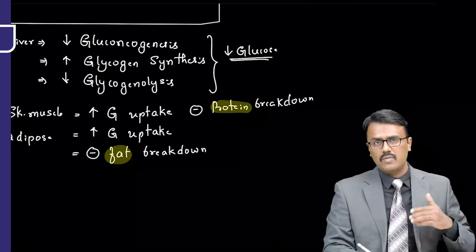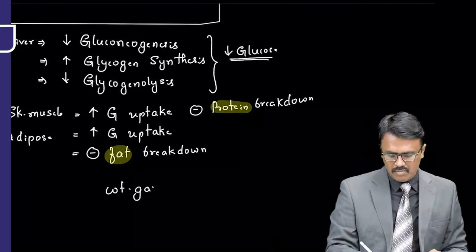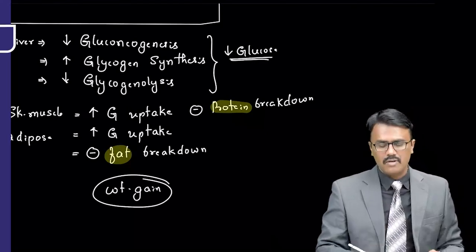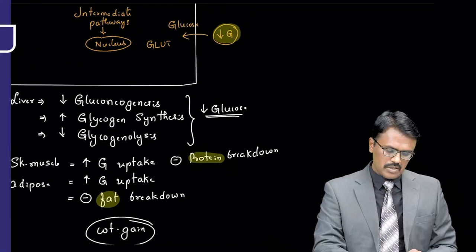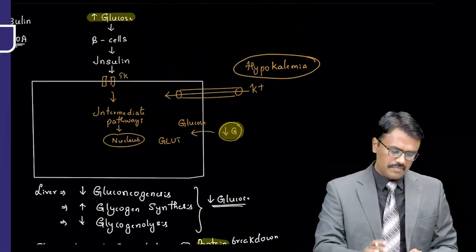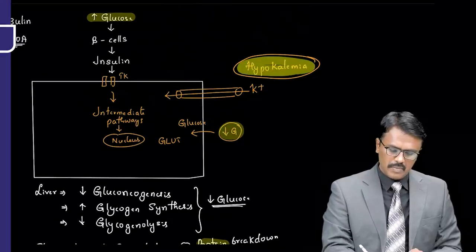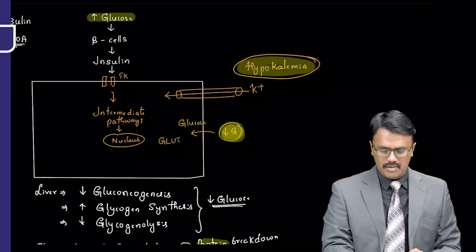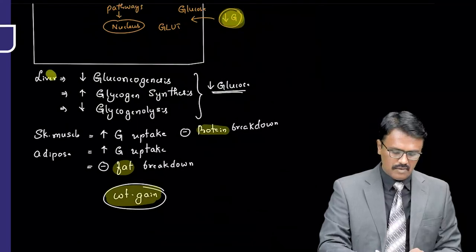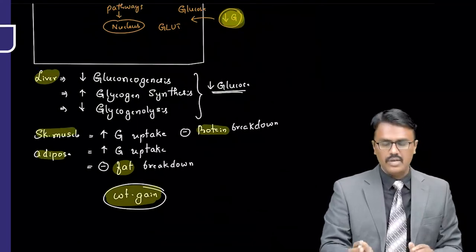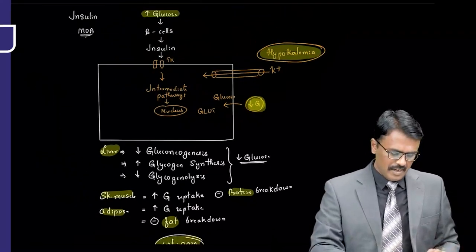Another adverse effect we see when we start insulin: after a few months, the patient will have weight gain, because fat is not broken down and protein is not broken down. So this is the concept we understood when we start insulin. This is the mechanism of action. The adverse effects are hypoglycemia, hypokalemia and weight gain. So this is the adverse effect, and what is the effect in liver, skeletal muscle, adipose tissue? We understood that. So that is the simplest mechanism of action of insulin.